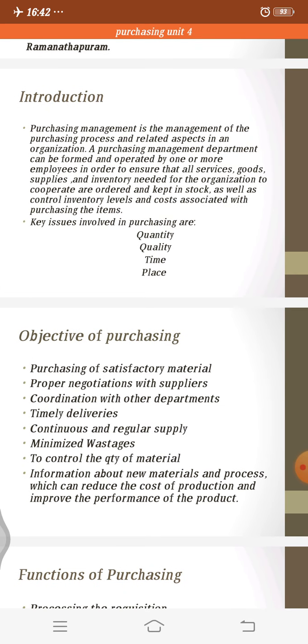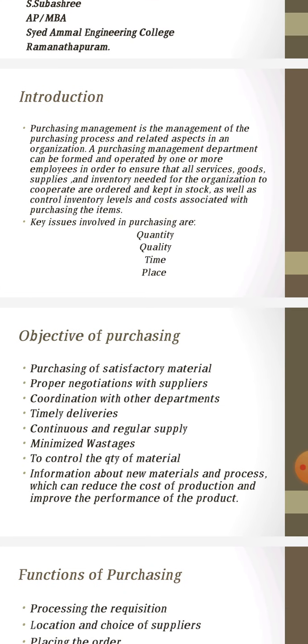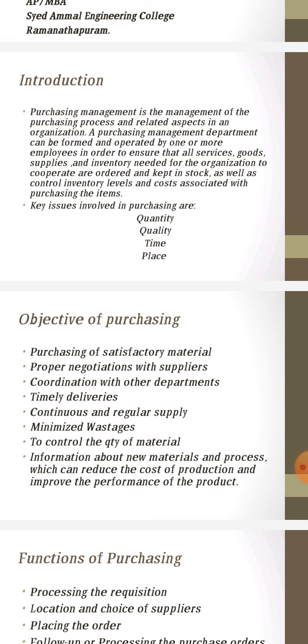Next we are going to see objectives of purchasing. There are a few objectives involved in purchasing. First is purchasing satisfactory materials. It's like getting high quality materials from the suppliers. That is said to be purchasing satisfactory materials. Next is proper negotiation with suppliers. We should not have any conflict with the suppliers. Their relationship should be in a good manner.